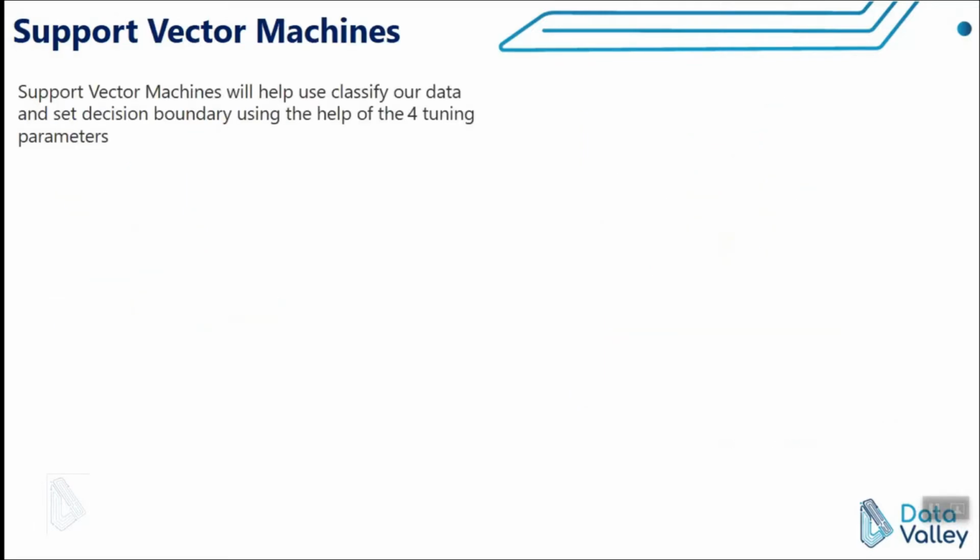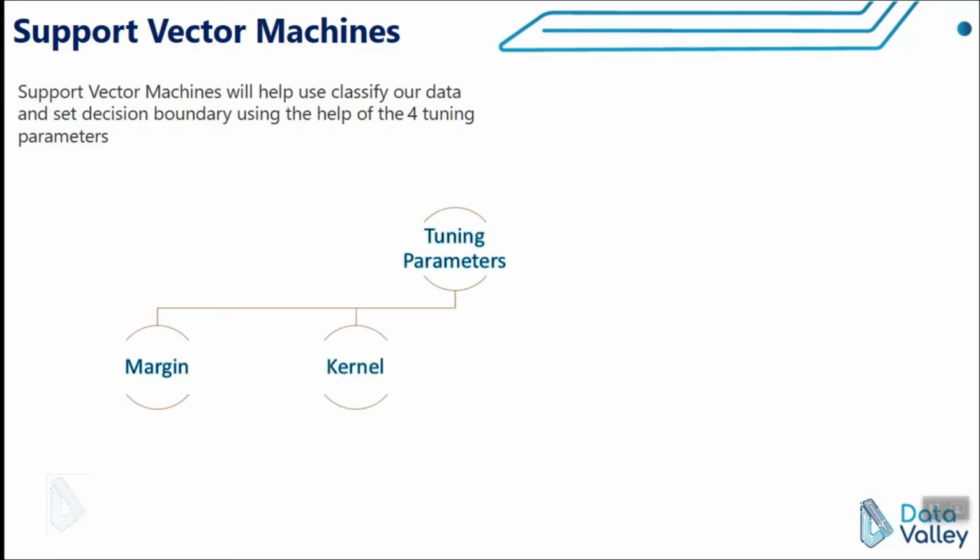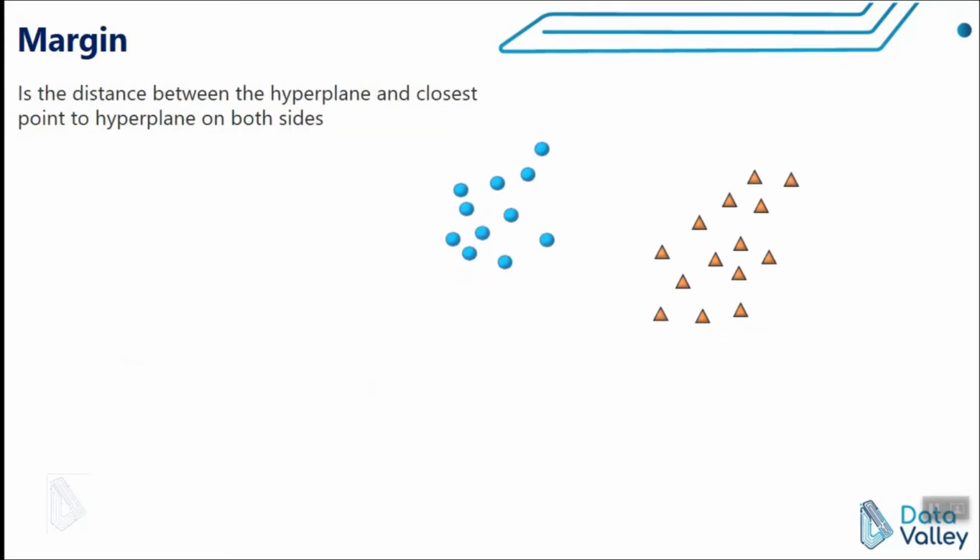So when using support vector machines, we will be dealing with 4 hyperparameters that can control the performance of our algorithm. These parameters are our margin, kernel, regularization parameter, and gamma.